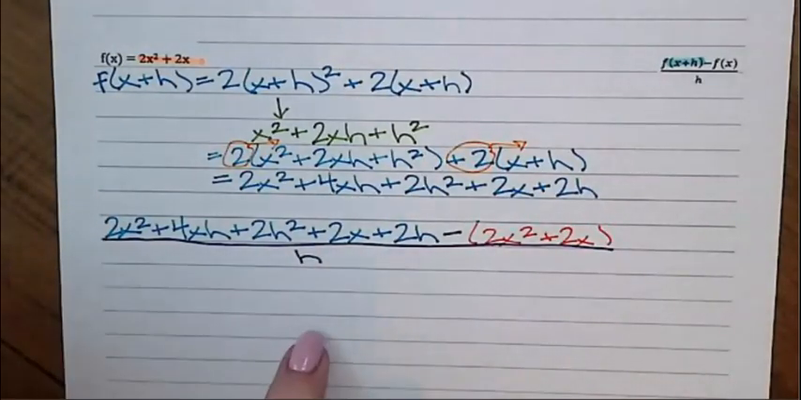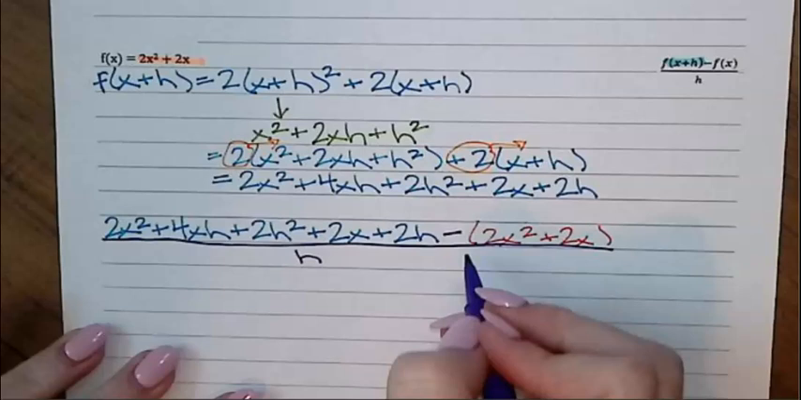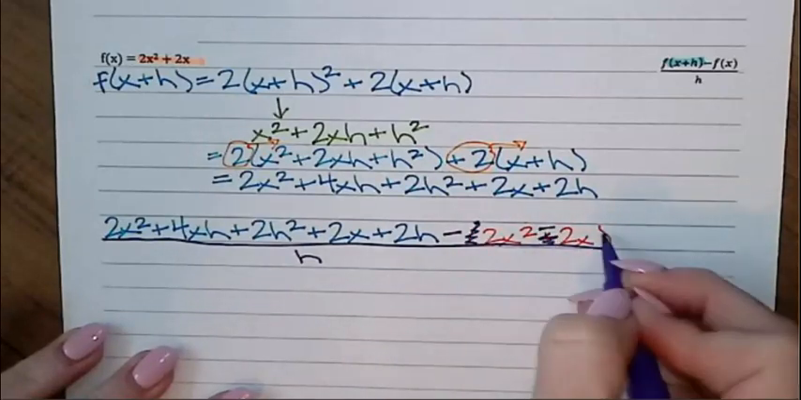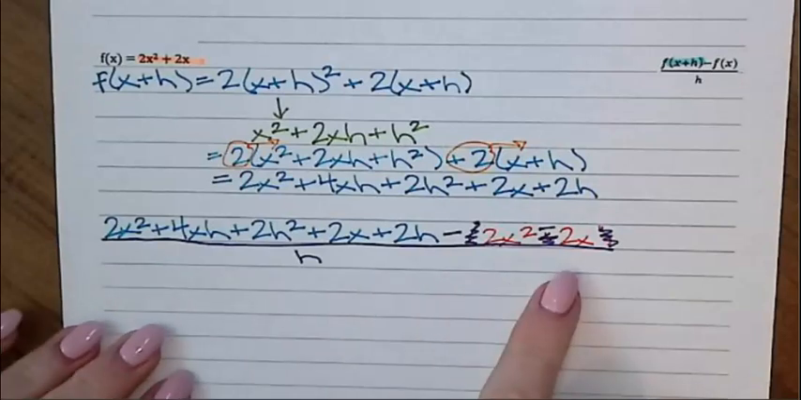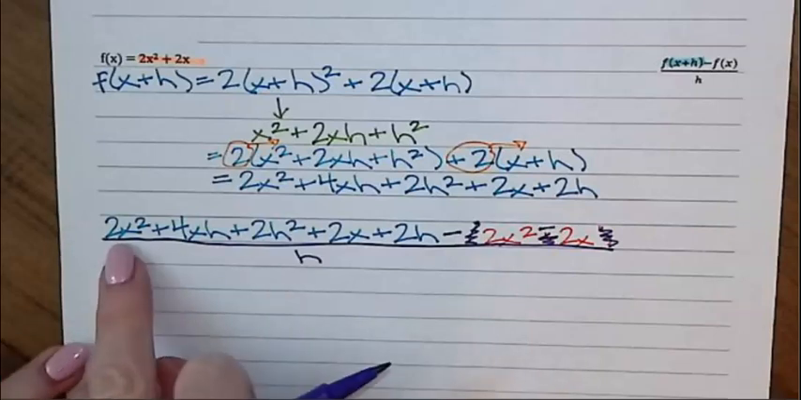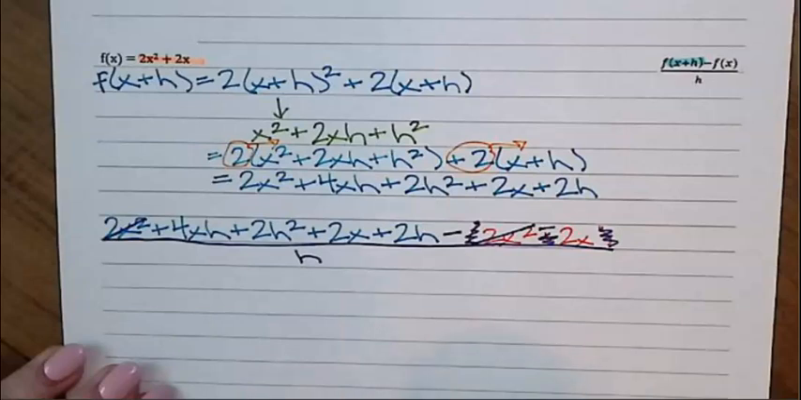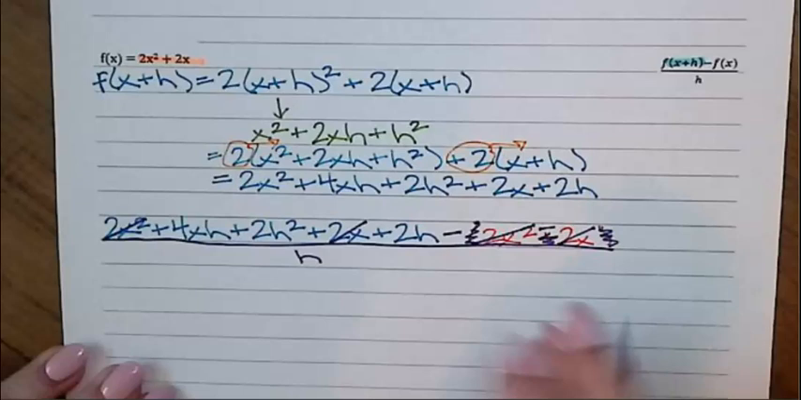So instead of writing this again and distributing this through, I know that now this is a minus 2x squared and this is a minus 2x. So I'm just going to take that shortcut right there. Now I'm looking to see if I have any like terms I can combine. So I have a positive 2x squared and a negative 2x squared. And I have a positive 2x and a negative 2x.